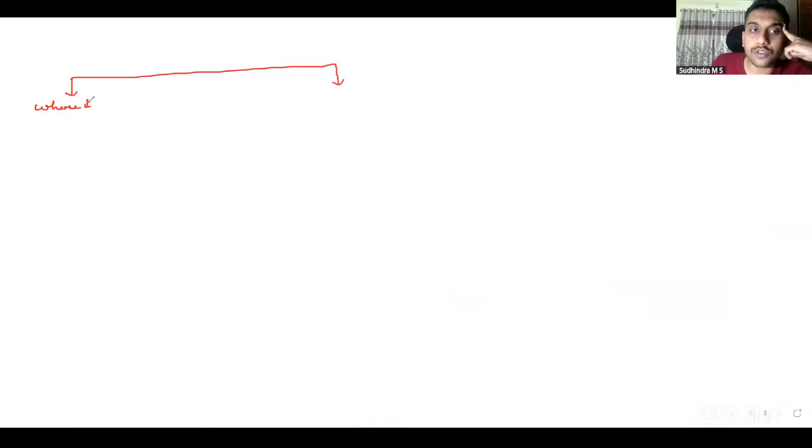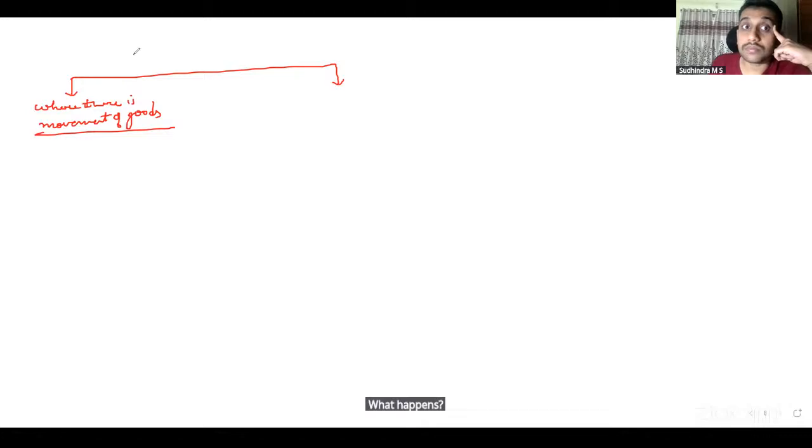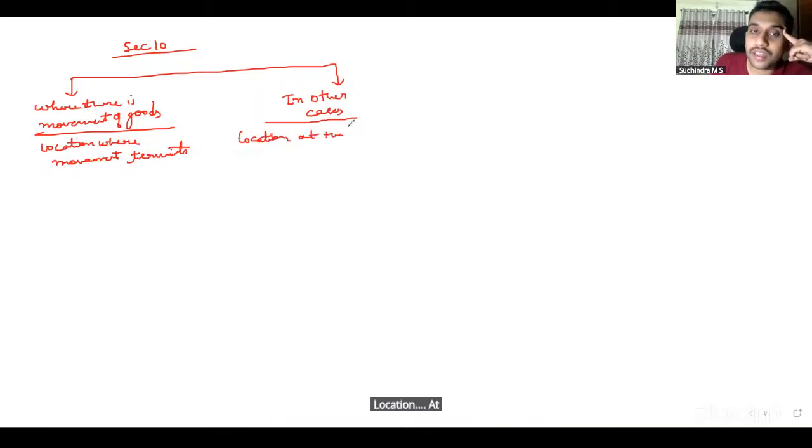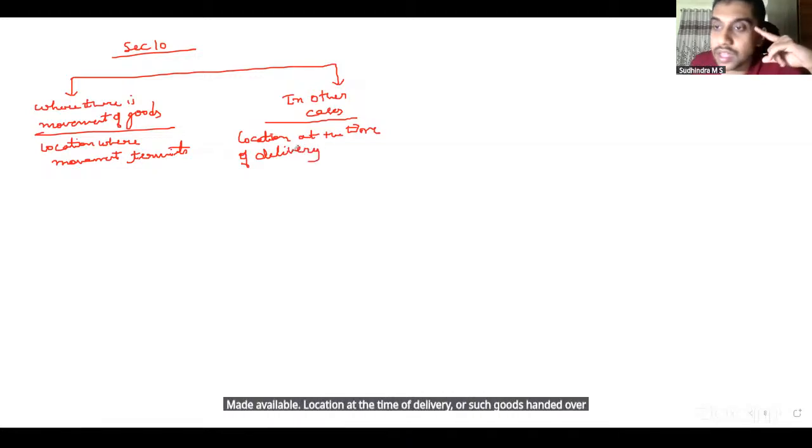Where there is movement of goods, what happens? The place where the movement terminates is the place of supply. Location where the movement terminates. In other cases, where there is no movement, the location of the supplier at the time of delivery, or when such goods are handed over or made available.